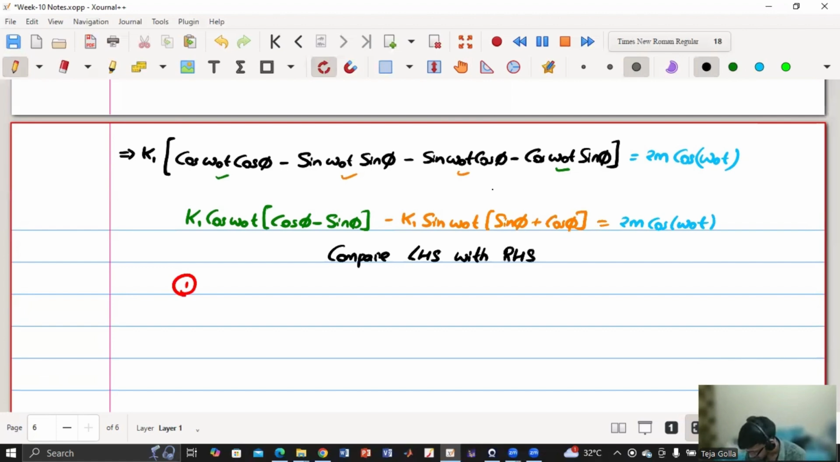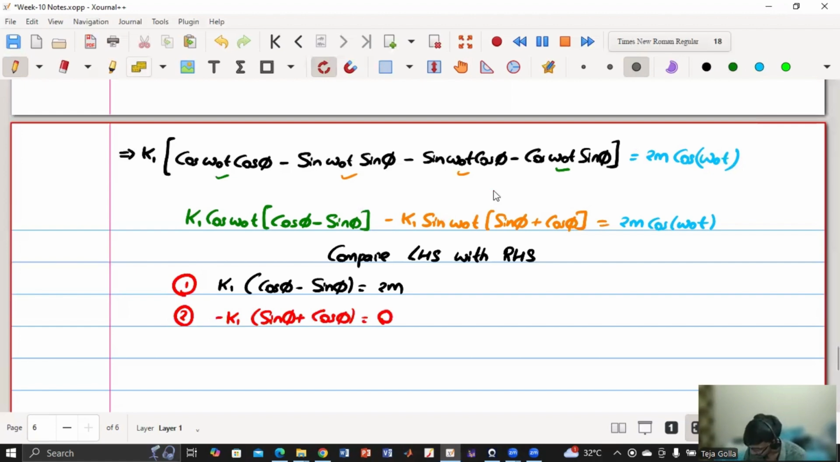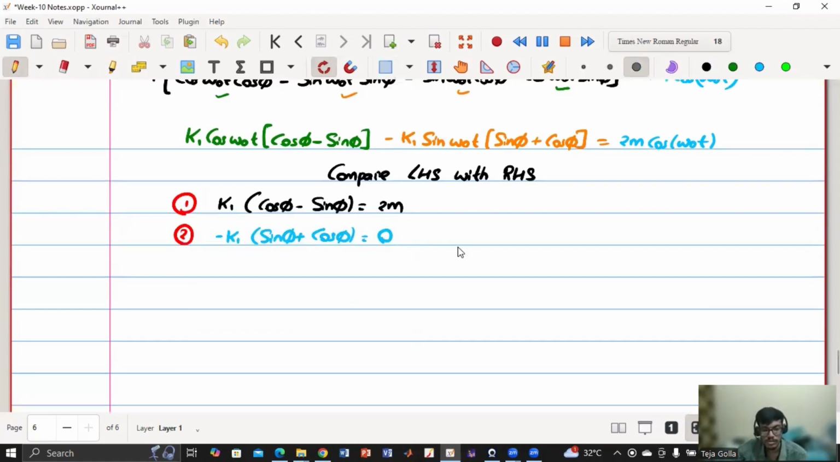So now we'll get two equations. First equation is K1 into cos phi minus sine phi is equals to 2 milli. And the second equation is minus K1 into sine phi plus cos phi is equals to 0. Agree? Any query until this point? Or is it clear? So this is very critical and you have to thoroughly understand.